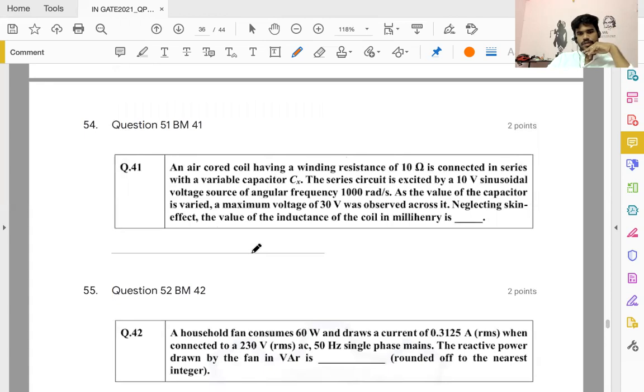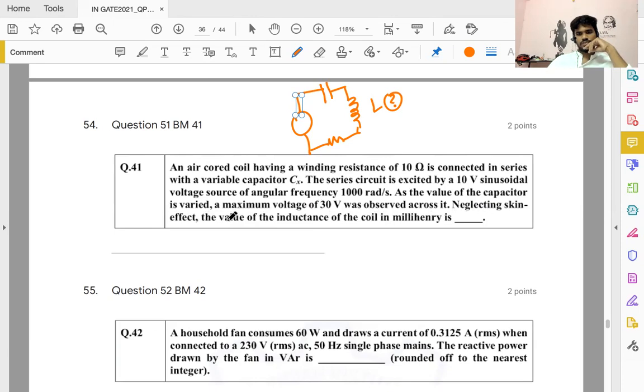An air core coil having a winding resistance of 10 ohm is in series with a capacitor, excited by a 10 volt sinusoidal voltage. Angular frequency is this. The value of the capacitor is varied. Maximum voltage of 30 was observed across it. Skin effect. What is the inductance? So you have a capacitance, an inductance, and a resistance in series. They are asking what is L. Somehow find this L. This capacitor is variable, I suppose.